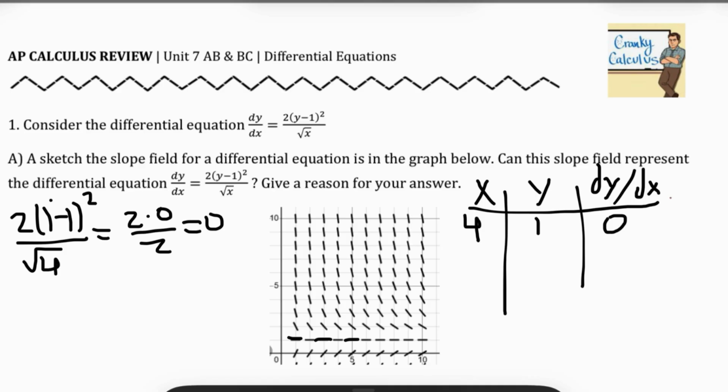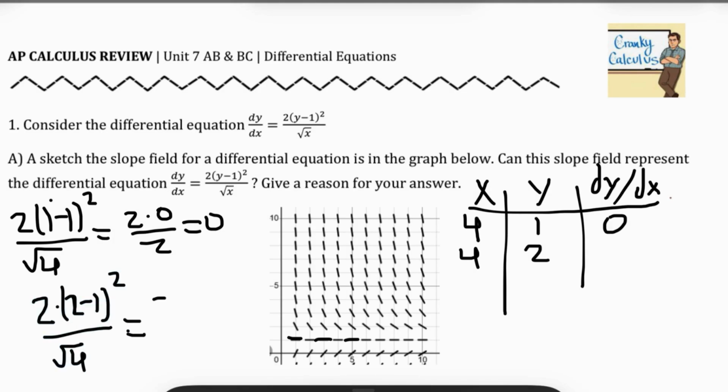Now, let's see a point above that. So let's choose y equals 2, for example. Let's also choose x equals 4. And let's find dy/dx at that point. So we have 2 times (2 minus 1) squared divided by square root 4. Now, this becomes 2 times 1 divided by 2, which is just equal to 1. So at the point (4, 2), which is this point right here, the slope should be positive 1. But it's negative, which means that this slope field cannot represent this differential equation.